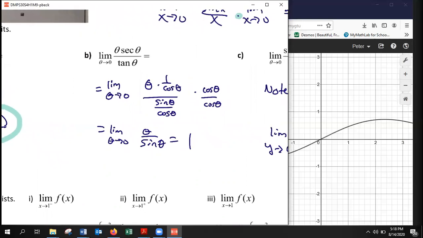For part B, there was some manipulation that went on. If you notice, I turned secant into 1 over cosine, tangent into sine over cosine. I showed that if we multiply by cosine over cosine, we end up with the expression theta over sine of theta, which that limit's 1.